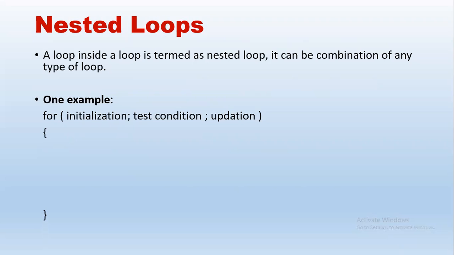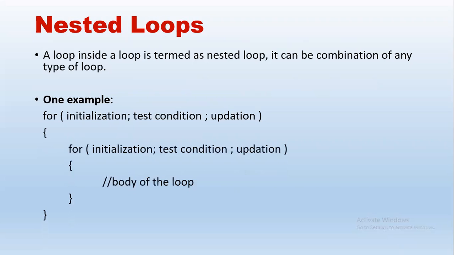Let us see what is nested loop. Nested loop means a loop inside a loop. So that means we have another loop inside this for loop. So in this example, we see there is one for loop which is termed as the outer for loop, and in that we have another for loop which is termed as the inner for loop. The syntax remains the same. So the body of the loop is the statement which executes multiple times.